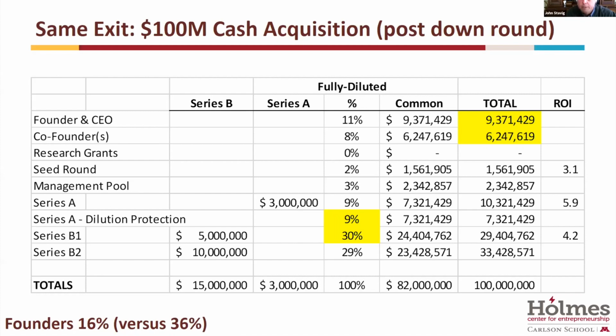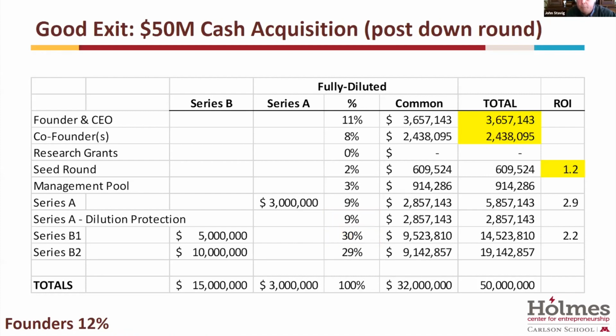And if we look at one more example where the acquisition price is 50 million, still a good outcome based on 18 million or 18.5 million of capital going in. So almost 3 times the money. But in this scenario, again, if there's the participating preferred, and if there is the dilution protection, the founder and CEO get diluted down to about 12% of the common equity, or of the 50 million, they get about 6 million of that.